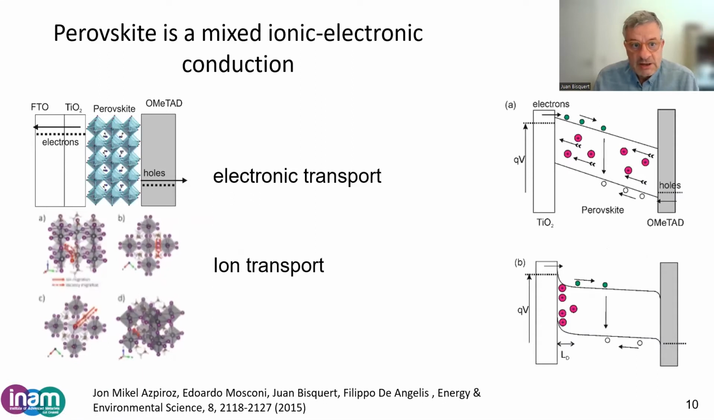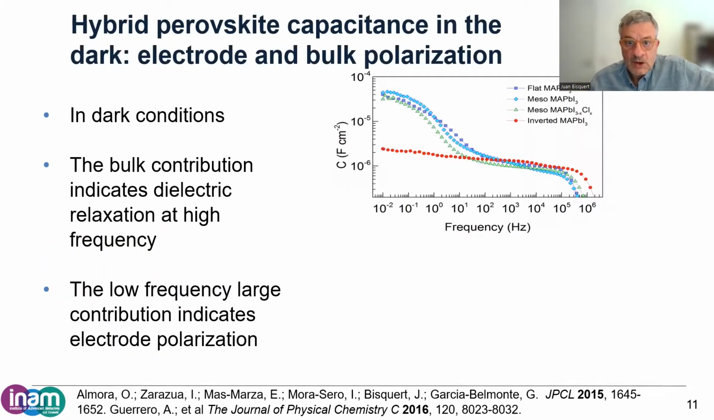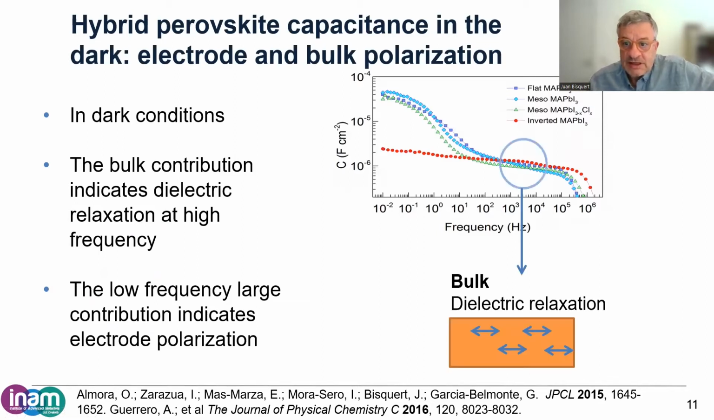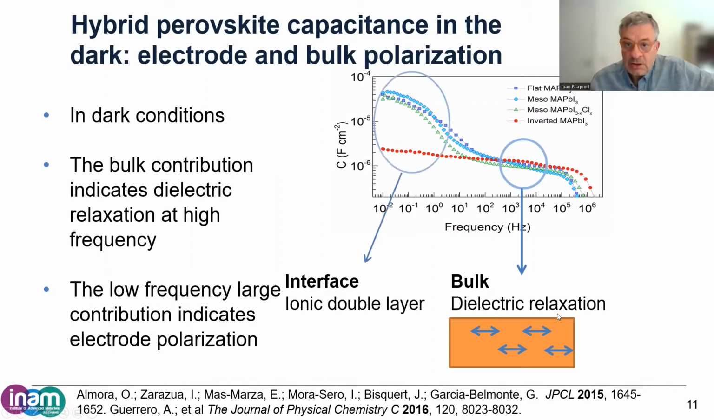In the halide perovskite, we have a lot of complexity because electronic transport in the diode structure is coupled with ion transport. The ions can go to the surface and create polarization. So the capacitance versus frequency has two main components: a high frequency component, which is the electric relaxation by dipole oscillation, and a low frequency large capacitance that is associated to the ionic double layer.